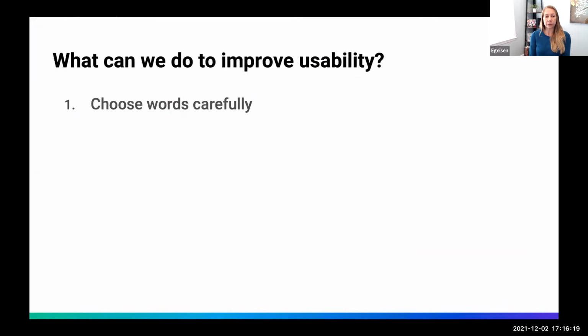So what can we do? How do we improve usability? How do we design for the people who are actually completing our surveys? So I think the first thing that we can do is choose our words carefully. Now notice I didn't say make the question as short as possible. But that is important. We do want to use as few words as possible while still clearly conveying what we need to convey. So we just need to say what we want in as few words as possible.